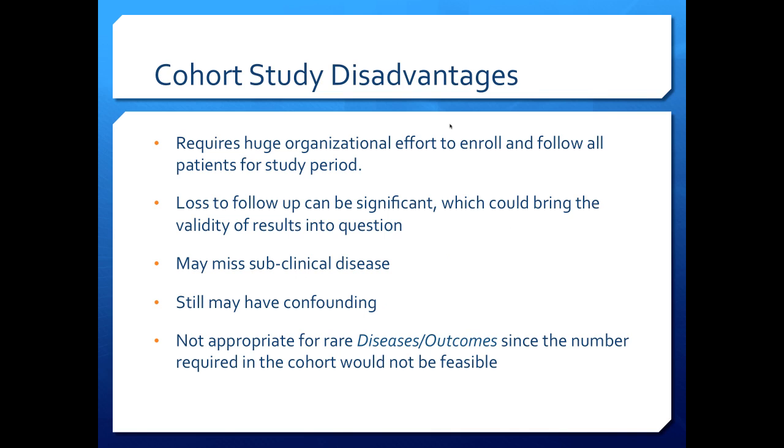Unfortunately, especially prospective population-based cohort studies require a huge organizational effort to enroll and follow up with every patient for the full follow-up period. If loss to follow-up is significant, the validity of the study results may be questionable. Furthermore, there remains the possibility of confounding, and missing subclinical disease may result in bias. Cohort studies are not suitable for rare outcomes, since the number of people you would have to enroll would make it impossible.